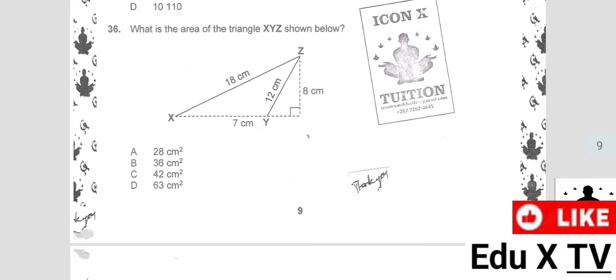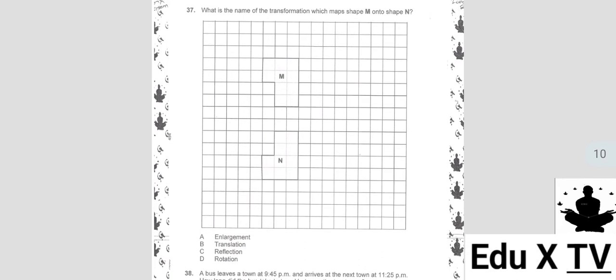Number 36. What is the area of the triangle XYZ shown below? The answer is A. Number 37. What is the name of the transformation which maps shape M onto shape N? The answer is D. Number 38. A bus leaves a town at 9:45 p.m. and arrives at the next town at 11:25 p.m. How long did the bus take to travel between the two towns?